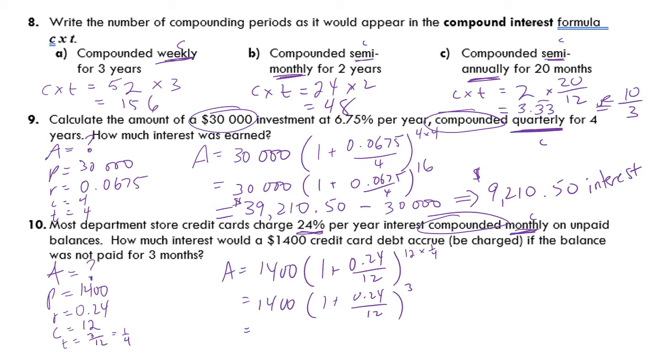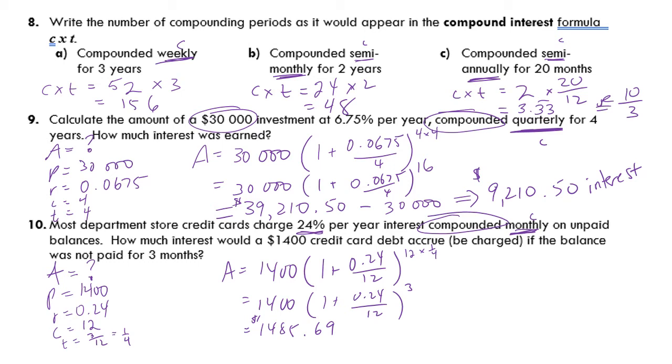1,400, 1 plus 0.24 divided by 12 to the exponent 3. 1485.69. So that's how much you owe if you didn't pay your balance for 3 months.